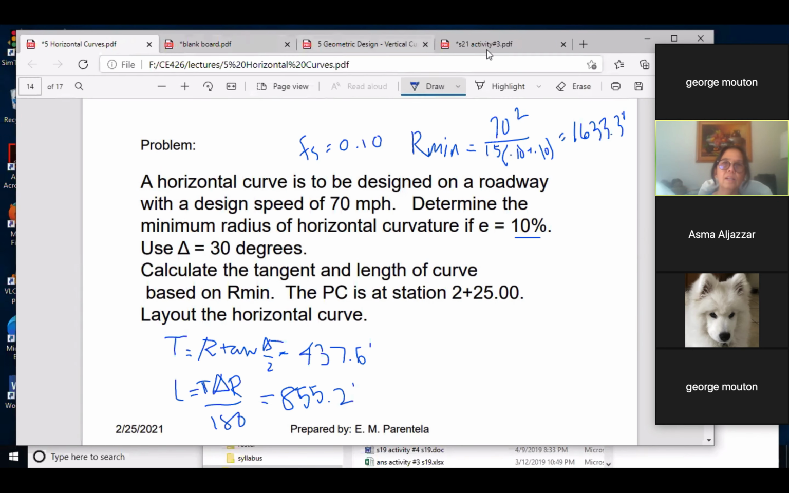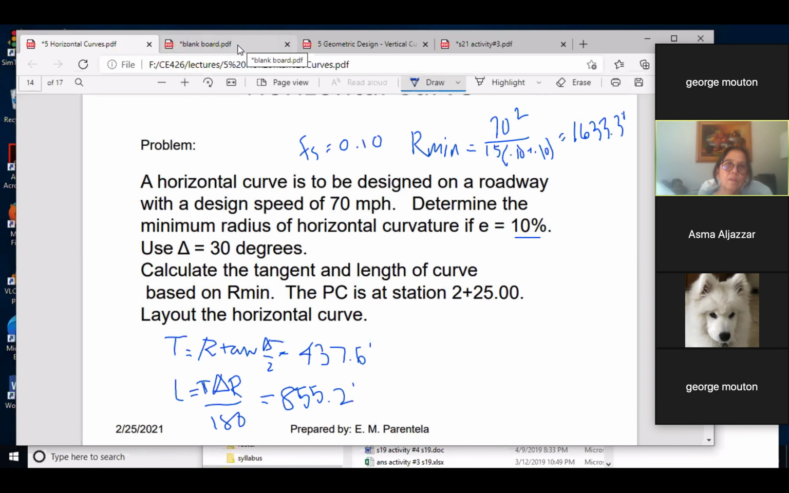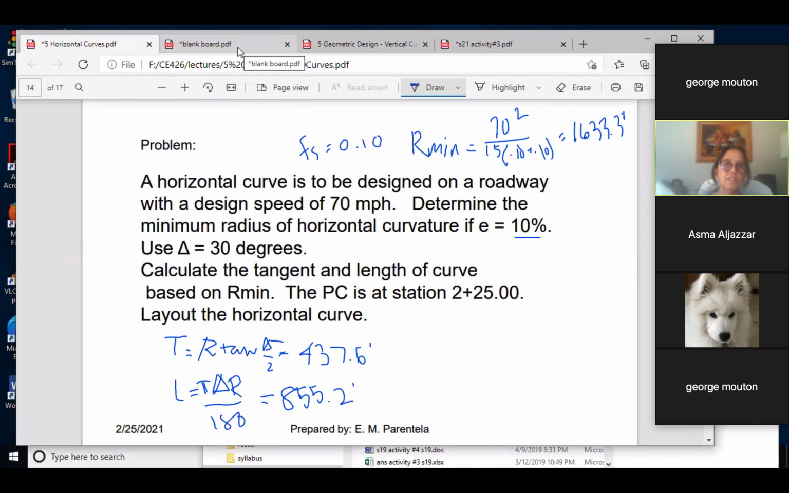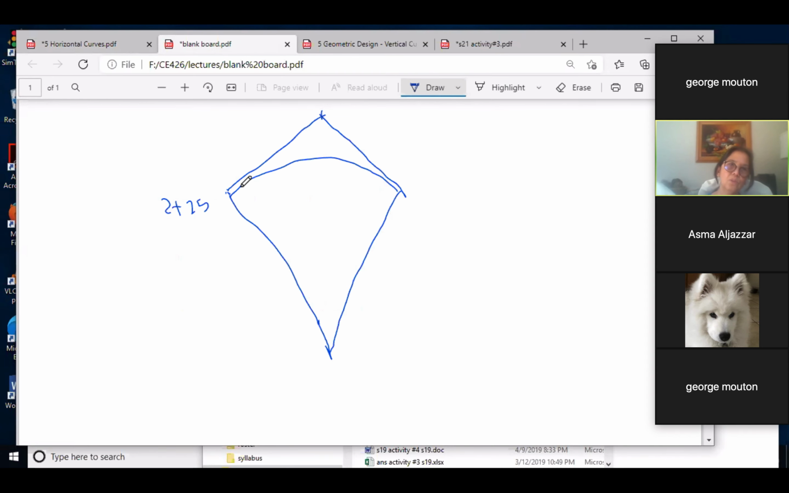Now, when you're laying out the curve, again, you want to lay it out in terms of full stations. However, the first one will not bring you to a full station. So 2 plus 25, what's the first full station here? 3 plus 00, right? So 3 plus 00 is your first full station.